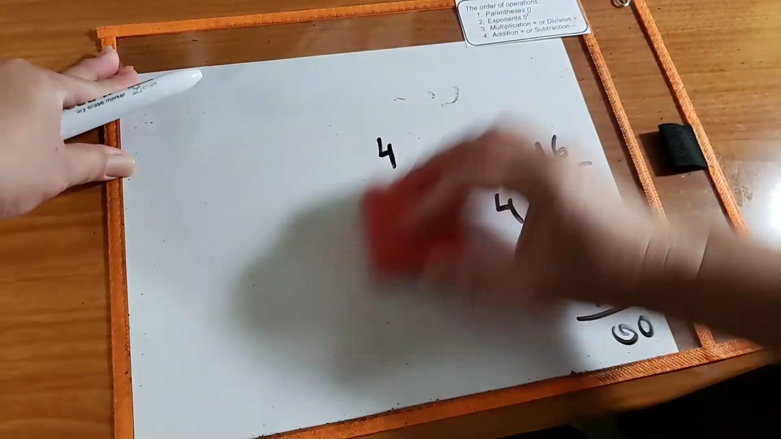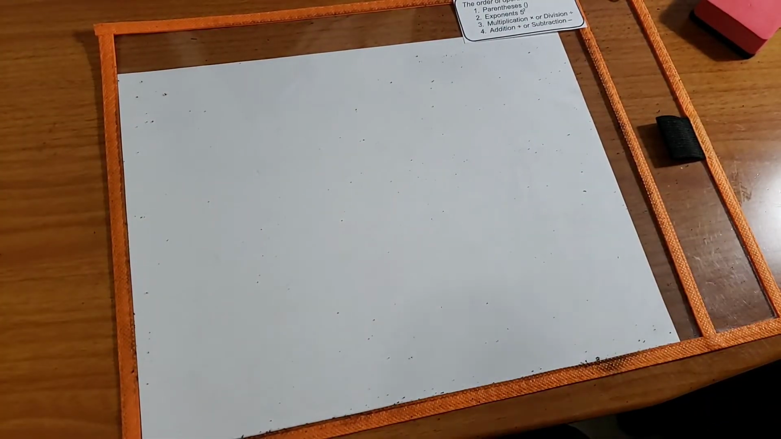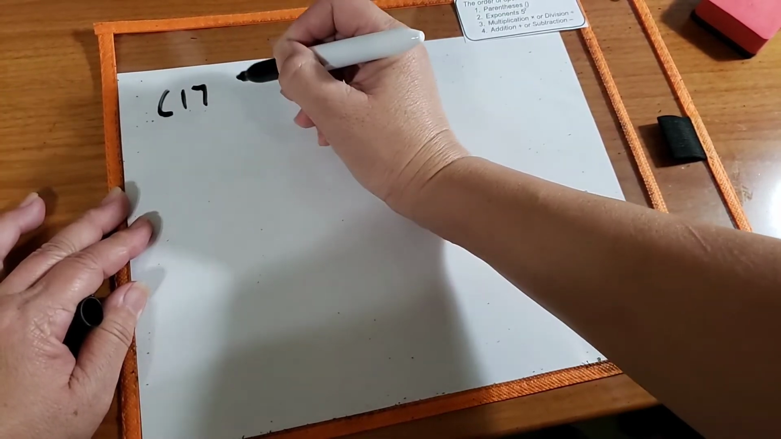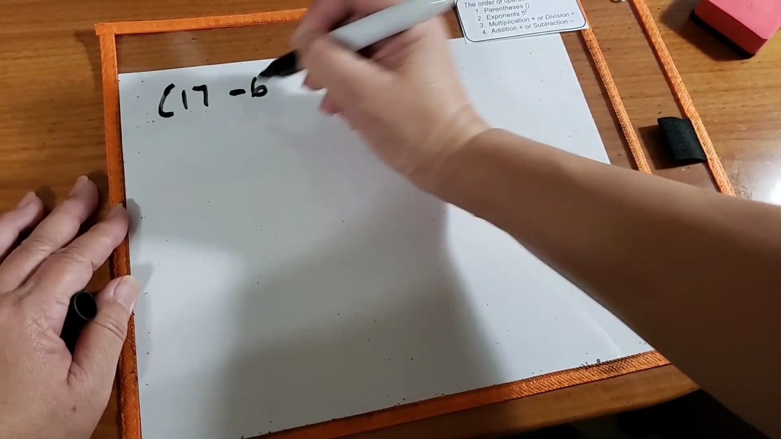Alrighty, let's do a few more. Alright, let's see. Let's say I'm going to have this. Here is a parenthesis. Here's 17. I know it looks like a letter C. Minus 6. Alright.